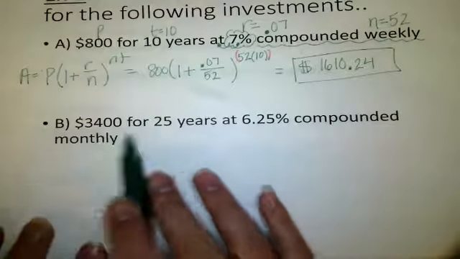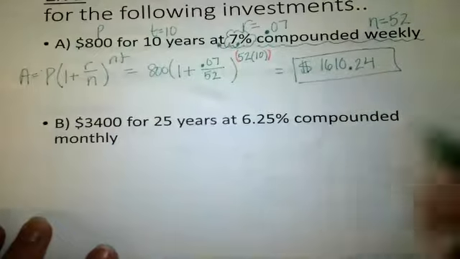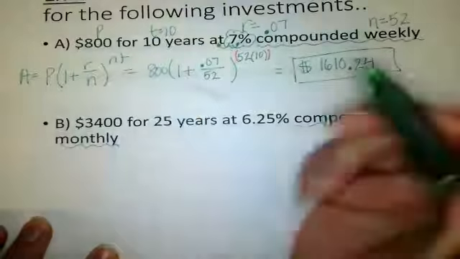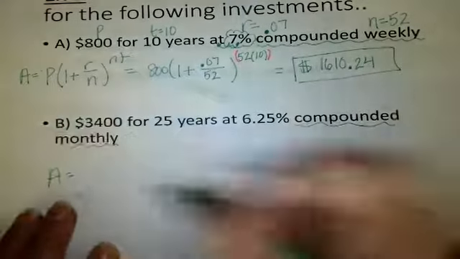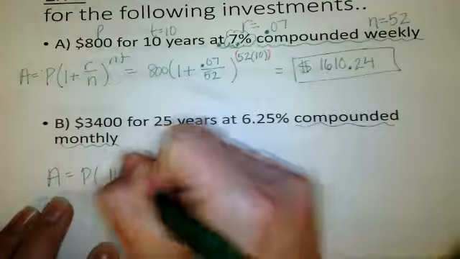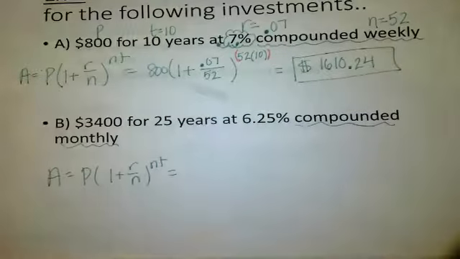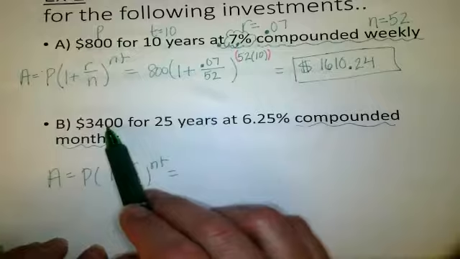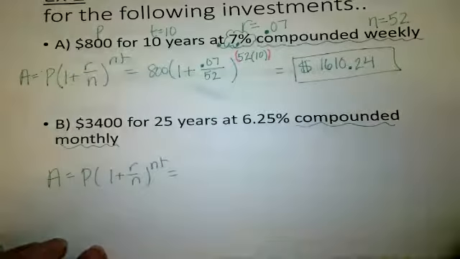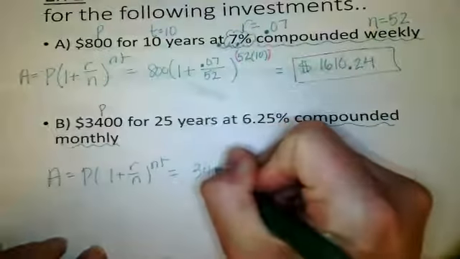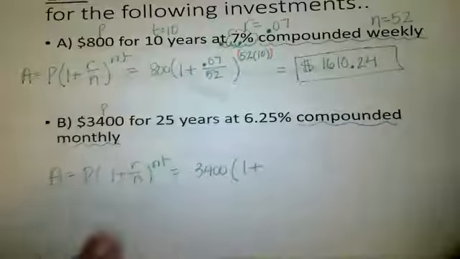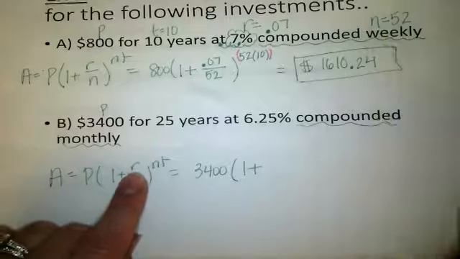So we have $3,400 for 25 years at 6.25%. Again, compounded monthly tells me that I want to use A equals P times 1 plus R over N to the NT. That compounding interest formula. What is the 3,400? The P, yeah, 3,400 is the P. 1 plus, what should we put in place of R?